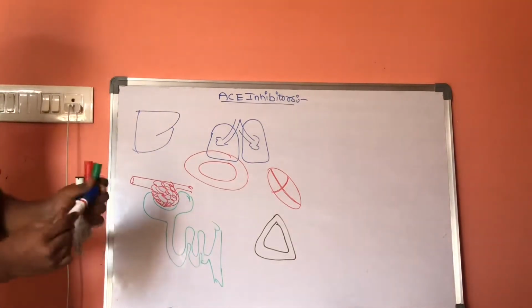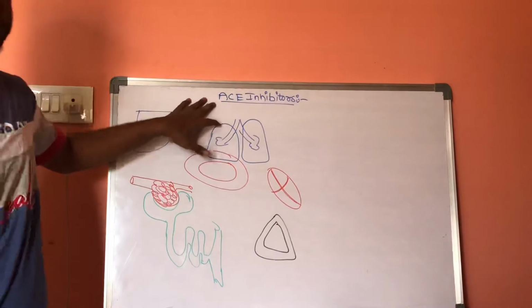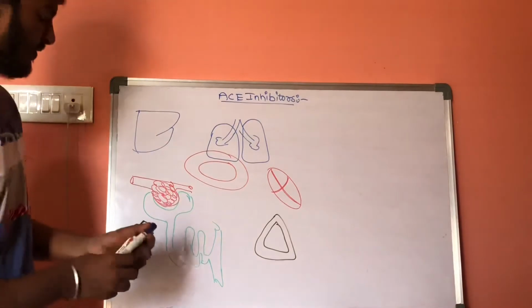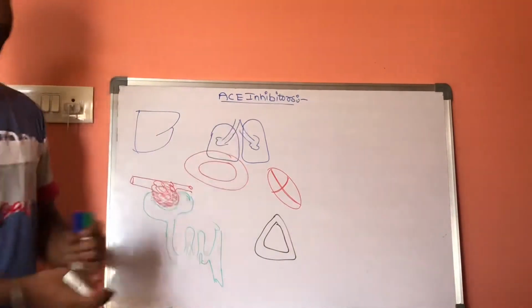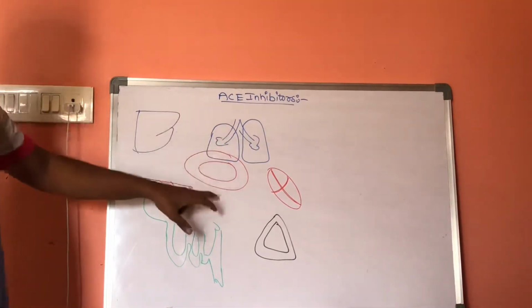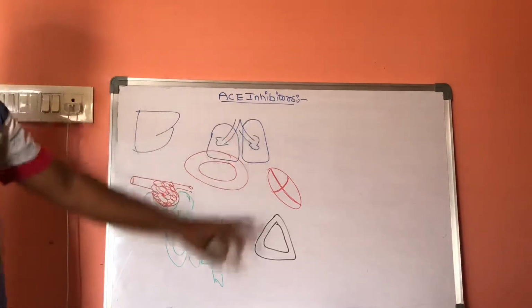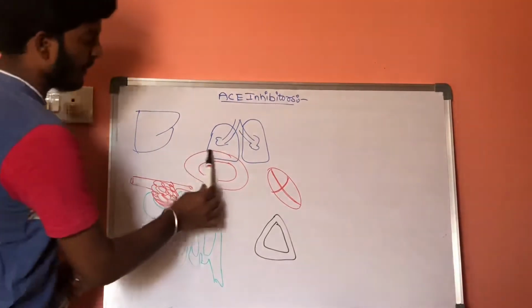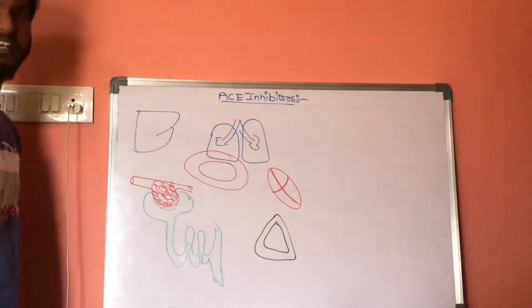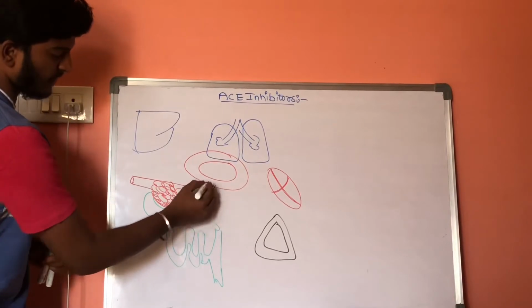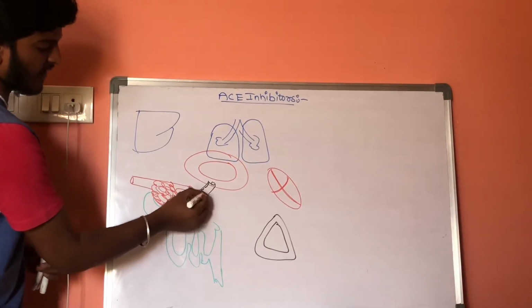Now, before discussing the ACE inhibitors, we should remember what ACEs are. These are angiotensin converting enzymes. Let us consider a patient who met with an accident and there is a severe blood loss, and the blood pressure inside the body will decrease. Then the blood flow from the circulatory system towards the kidney will decrease.